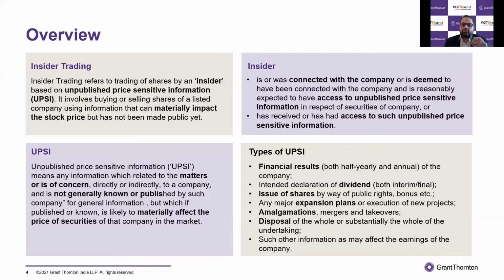Now, there are two things that we need to understand. One, what is unpublished price-sensitive information? Seems a mouthful, UPSI. And what is an insider? So let's start with UPSI first. UPSI means any information which relates to the matter or is of concern directly or indirectly to a company and is generally not known. So one, it matters significantly, either directly or indirectly related to a company, and is generally not known or published by the company for general information, which means if published or known, it is likely to materially affect the price of securities in the market. So that's why it is unpublished price-sensitive information.